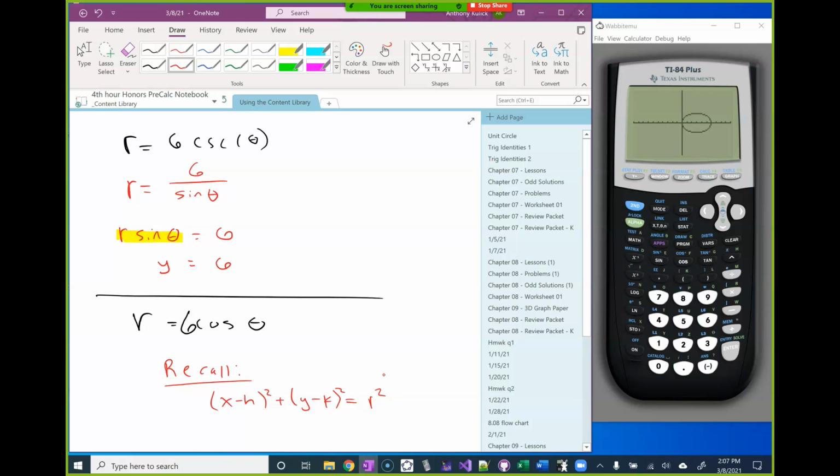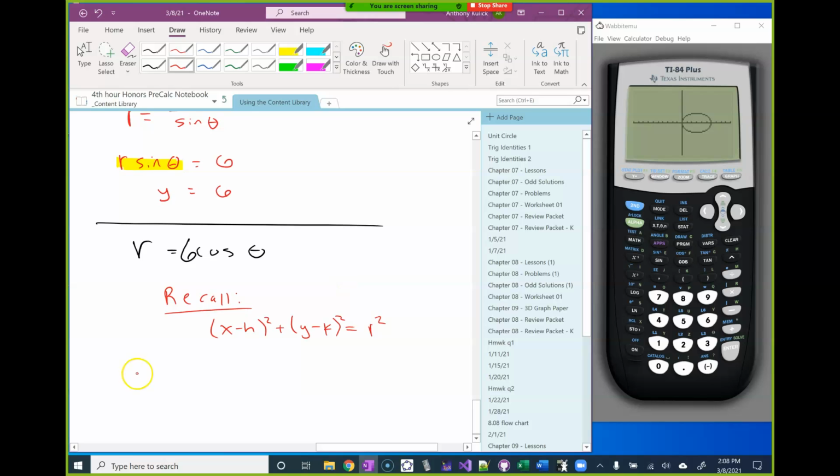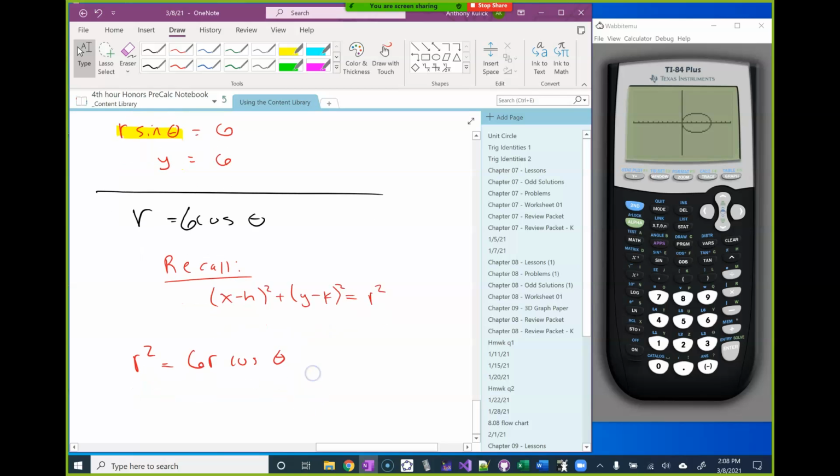But since the graph that I'm looking at is circular, there's a good chance that this is going to be the key that I'm going to need. So I'm going to start trying to transform this into what I'm looking for. First, I'm going to start by multiplying both sides of my equation by r. And then I know that r squared is equal to x squared plus y squared.